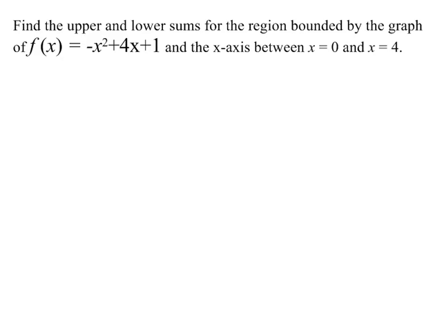Okay, so for this example, find the upper and lower sums for the region bounded by the graph of f of x equals negative x squared plus 4x plus 1, and the x-axis between x equals 0 and x equals 4. That's a mouthful. Now, I just used the same wording that the current version of our textbook uses, but I probably mentioned in class that I don't really understand why the book focuses so much on upper and lower sums. For this type of computation that we're doing right now, we deal more with left and right sums. And for this example, I'm just going to do the right sum.